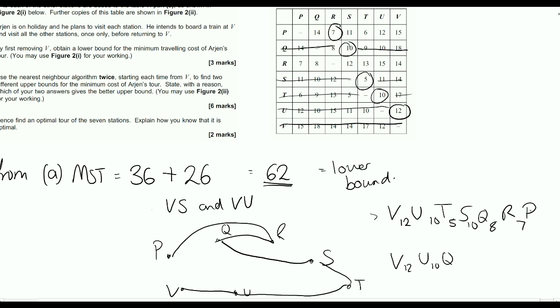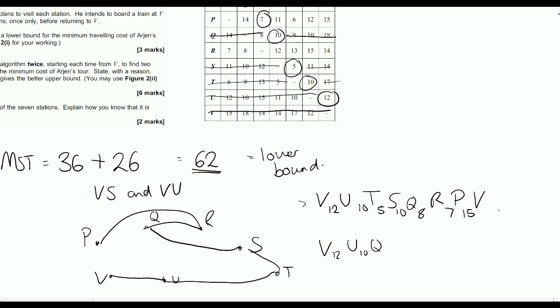And then remember that he wanted to return to V. So I've got to go P to V for 15. Okay, so whilst it's not necessarily as neat or as straight a line as I'd like it to be, that gives us one possible tour here. So V, U, T, S, Q, R, P and V. And if we add those up, it comes to 67.